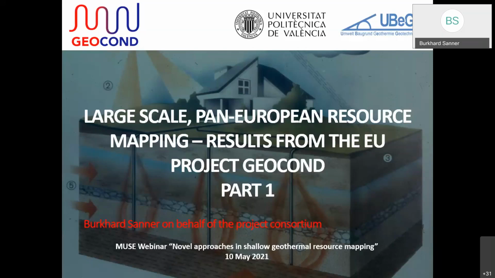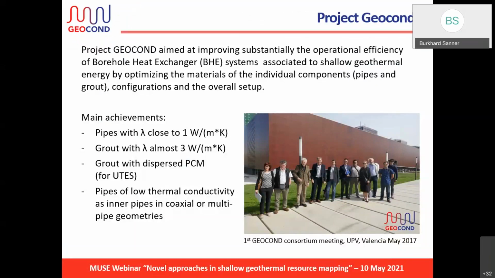One word to Geocond and the maps. Actually, the most part of this mapping activity was post Geocond and outside Geocond, done at the University of Cartagena. So Geocond started that somehow, and then it got its own life, and that is what Adela will explain later on. And we are not only looking at European, we are also going into a regional detail later on.